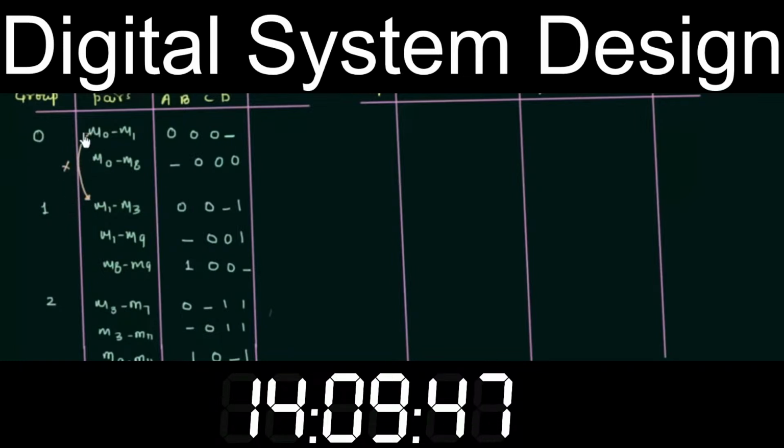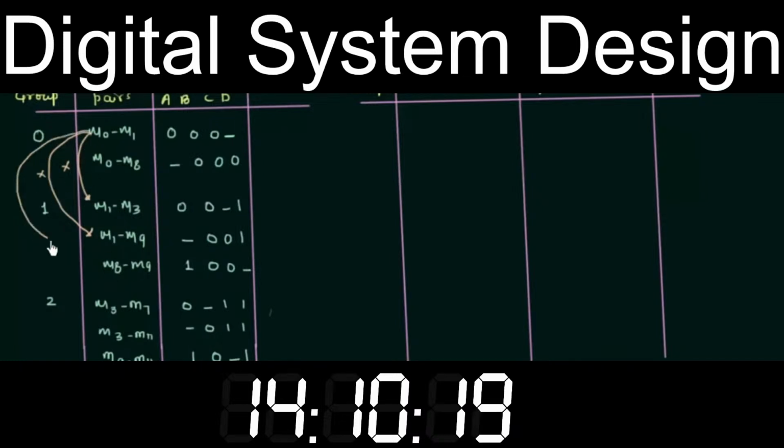We will compare M0 M1 with M1 M9. So let's do it quickly. 0 0 0 underscore, and M1 M9 is underscore 0 0 1. Again you can see we have two variables changing, so it is not a matched pair. In your rough space, do it the way I am doing to avoid the mistakes. This is the method in which most of the people commit mistakes. So this is again not a matched pair.